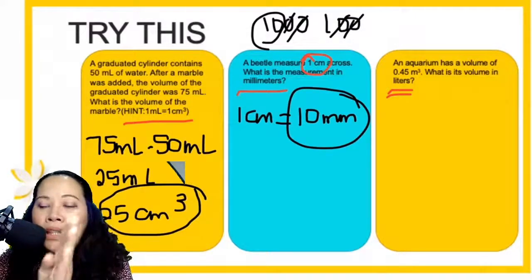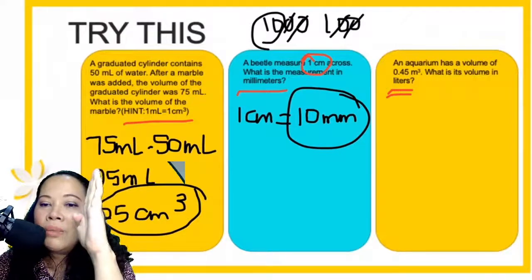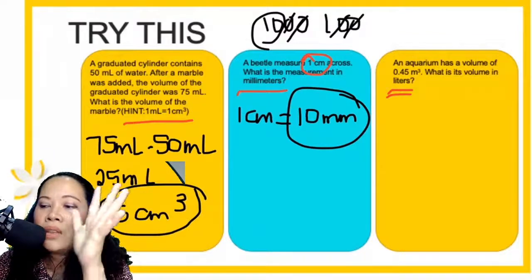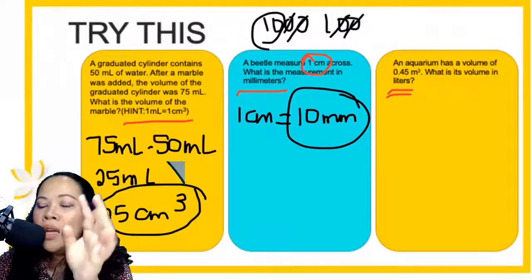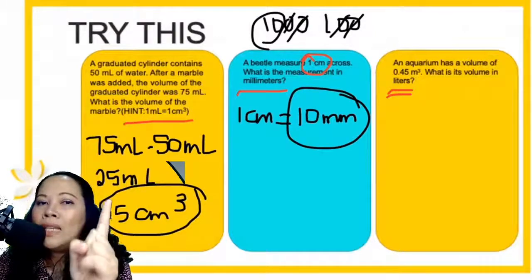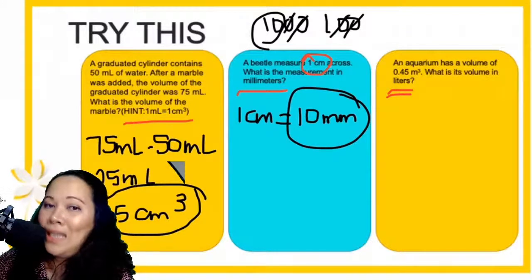Because milli is 1000 in terms of the standard measurements. Sorry, milli is 1000 and centi is 100. So 1000 has 3 zeros, 100 means 2 zeros. So you just cancel the zeros. There's 1 zero that is left. So centimeter to millimeter is actually 10. So 1 centimeter is 10 millimeters.